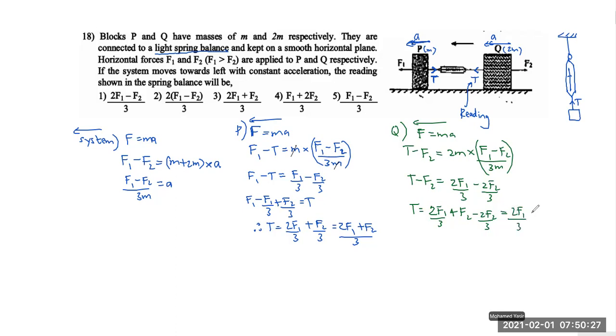2f2 by 3 plus f2 by 3, because f2 minus 2f2 by 3. Therefore, if you take it as a common denominator, again, you will end up in the same answer. That is 2f1 plus f2 divided by 3. Hence, careful. The answers are looking alike, so you have to carefully choose. The answer is third. Answer is third one. Okay.